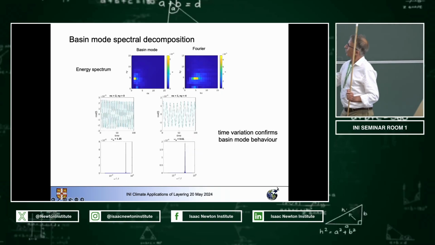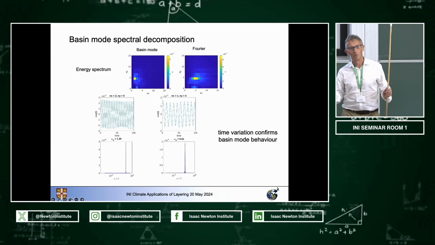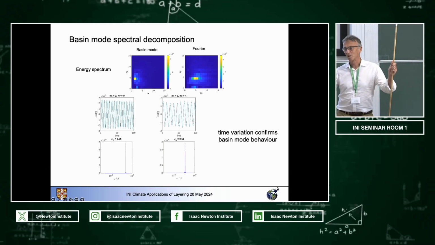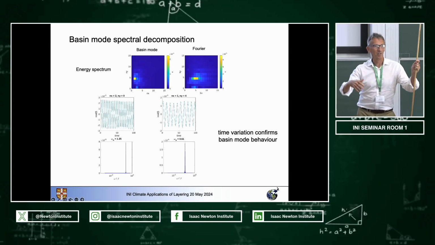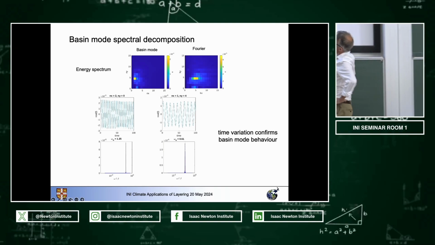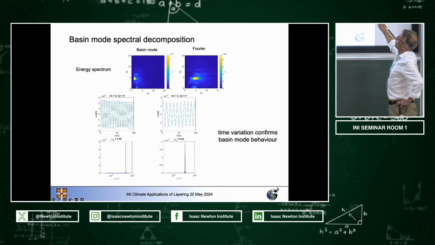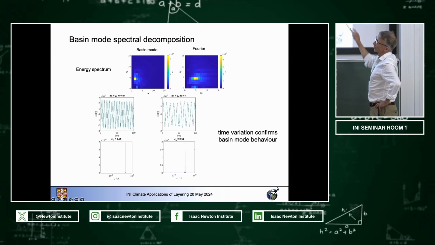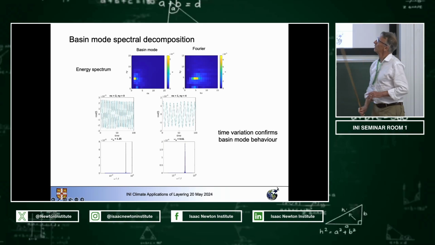One could do what I call a Basin mode spectral decomposition, although this is a slightly misleading term. What one's doing here is taking the spatial functions corresponding to the Basin modes and using those as a basis set for spatial variation, right? And so this is the kind of energy spectrum in terms of Basin modes, numbered in a suitable way. The corresponding Fourier energy spectrum is more spread because the Basin mode doesn't consist of a single Fourier mode.